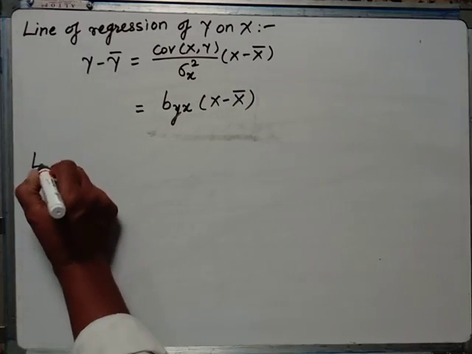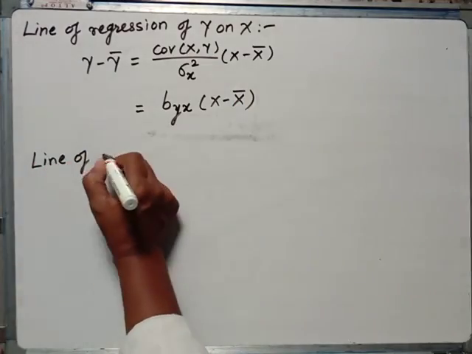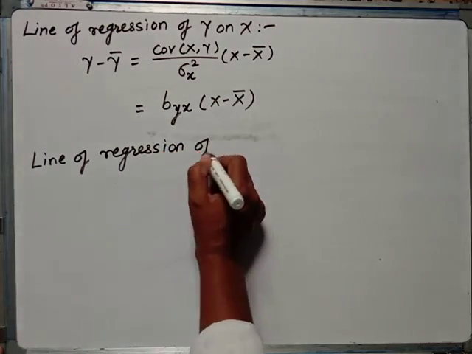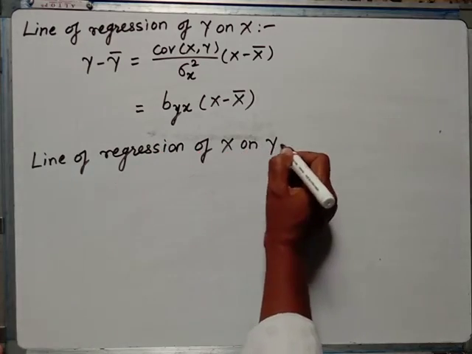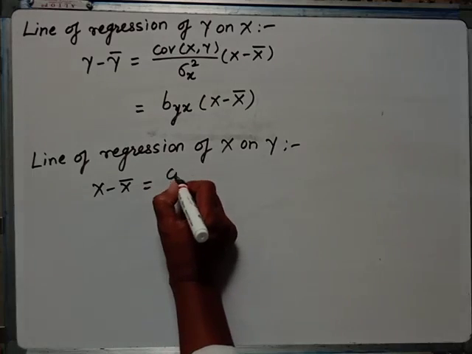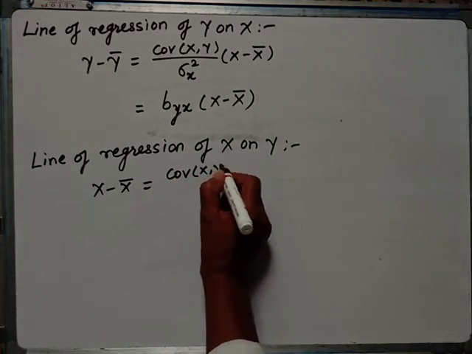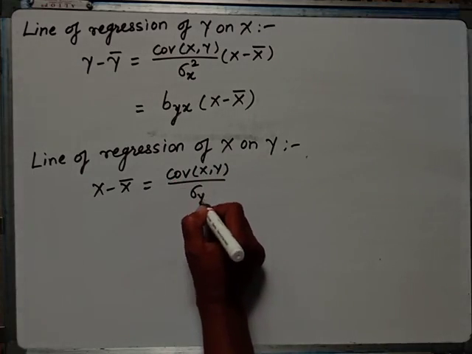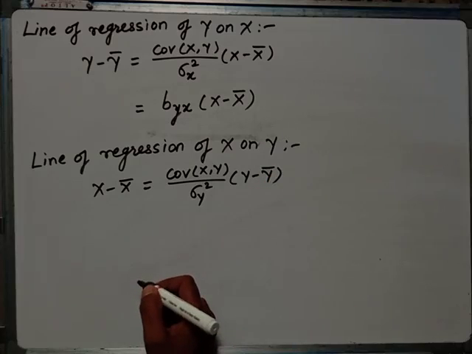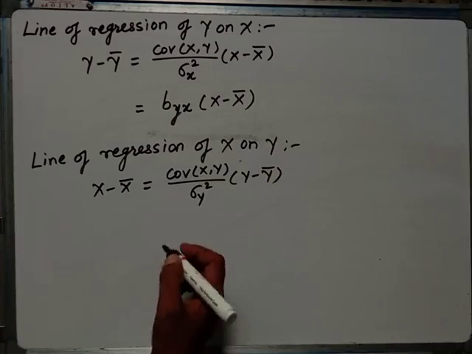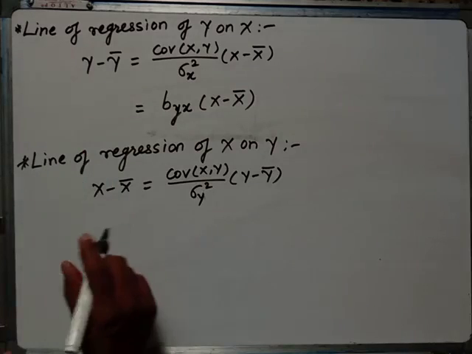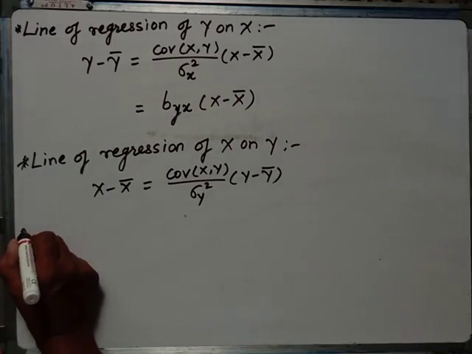Also, line of regression of x on y is what? X minus x bar equal to covariance between x and y upon sigma y square into y minus y bar. As such, we can write the lines of regression. Remember, these are very important things. We have to solve the examples on these one. Now let's write few notes on these.